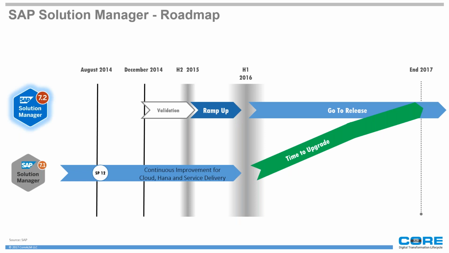So when we look at the roadmap, like I mentioned, there are customers out there that are still not aware of the fact that Solution Manager 7.1, the standard support for it, will end at the end of 2017. This really comes from the fact that NetWeaver Java 7.02 applications reached the end of life at the end of 2017.